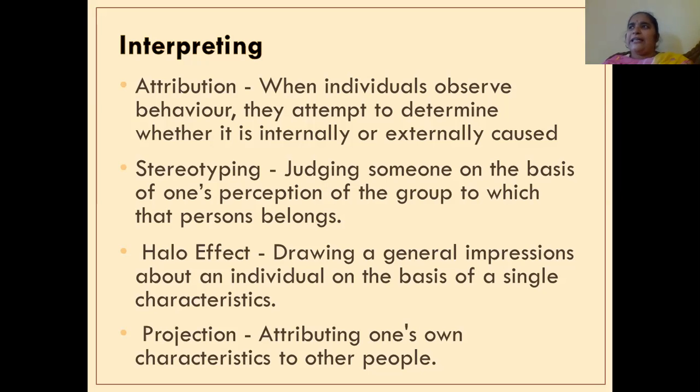You may stereotype, you may have a halo effect, you may attribute whatever happens. Mostly we don't attribute anything that happens to internal causes. So if something goes wrong, we say the situation was wrong, the environment was wrong, or some other person made a mistake. We never take the responsibility on ourselves. So attribution, normally very rarely do we attribute any mistake or behavior to ourselves. We try to pose it on some external stimulus only.